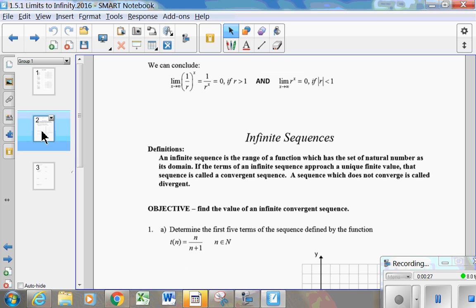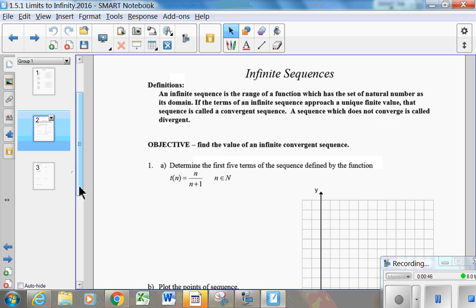The connection to past learning is we did sequences in Math 20-1, and we talked about going to infinity with these sequences. And again, whether it's 1 over r or 1 over x, which is a rational function, those things have the same mathematical properties. So we want you to work through these examples here as well.